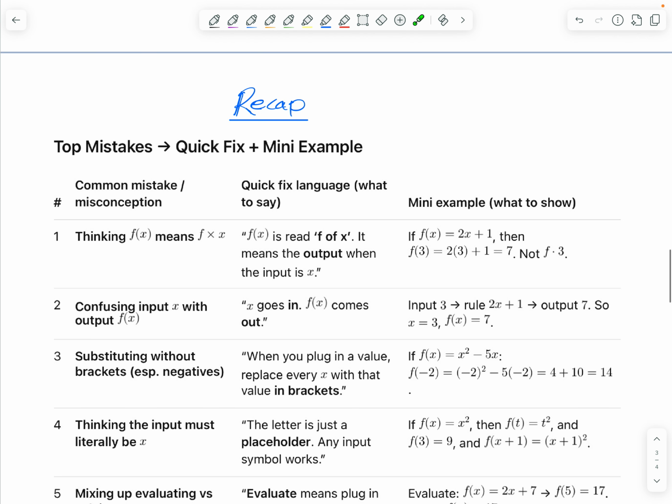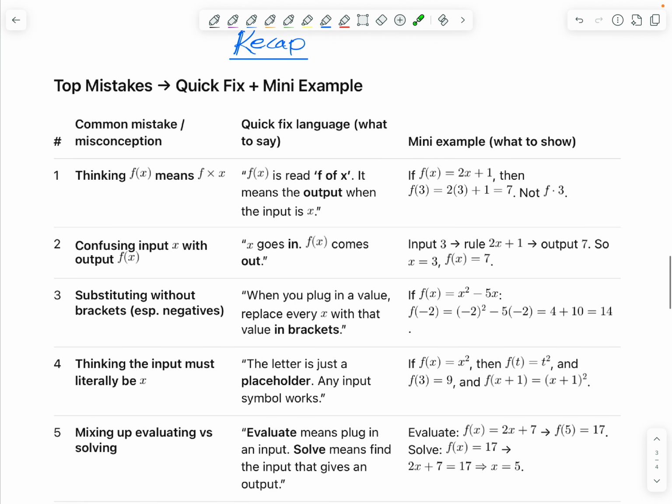Okay. All right. Number 5, mixing up evaluating versus solving. Yeah, this also comes up a lot. Evaluate means plug in an input. Solve means find the input that gives an output. So we saw that before, right? Here, f of x is equal to 2x plus 7. When we evaluate, we're doing something like f of 5. My input is 5. I'm going to double that input and add 7. And so double of 5 is 10 plus 7 is 17. So I just evaluated there.